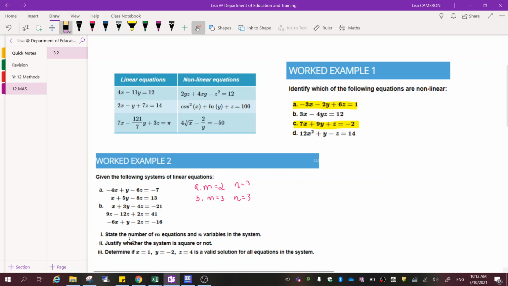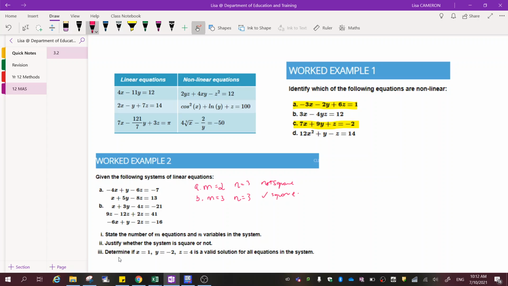Okay, determine whether or not the system is square. This one is not square because these 2 numbers are different. So not square. This one here, they are the same. So yes, square.